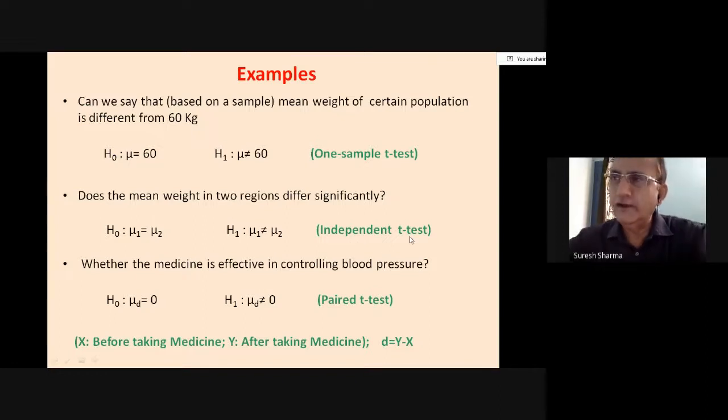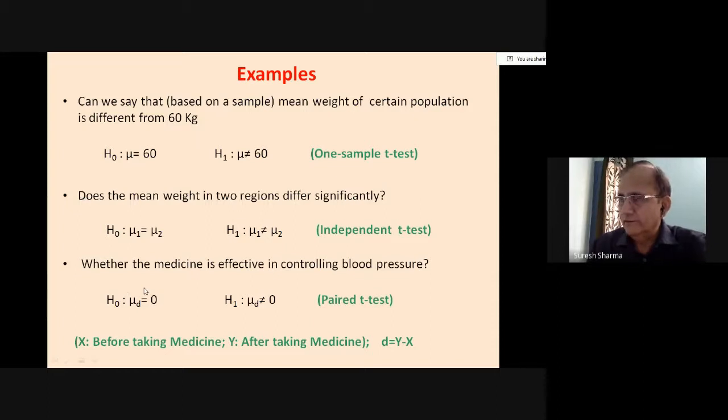Why is it called independent t-test or two sample t-test? Because West Bengal is one population, the Northeast is another population, just like government school and convent school. So you are dealing with two parameters here. So this is called two sample t-test or independent t-test, or sometimes the name student t-test is also given.